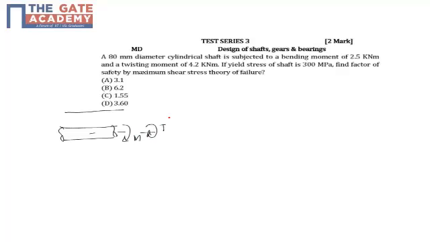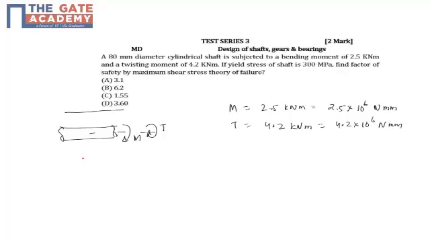So M is the bending moment, given as 2.5 kilonewton meter. I'll convert into Newton and mm. Kilonewton is 10 power 3, meter into mm is 10 power 3, so that will become 10 power 6 Newton mm. The twisting moment is also 4.2, so going by that logic, it is 4.2 into 10 power 6 Newton mm.